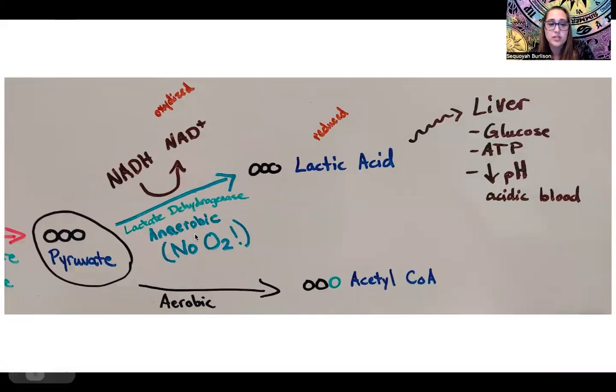there's no oxygen, it takes the anaerobic pathway to making lactic acid, where the enzyme lactate dehydrogenase is used and NADH loses its electrons to NAD plus, where it's oxidized and the lactic acid has been reduced. Lactic acid can then travel to the liver and can be used to create glucose, ATP, but too much can lower the pH of the blood, making it acidic.